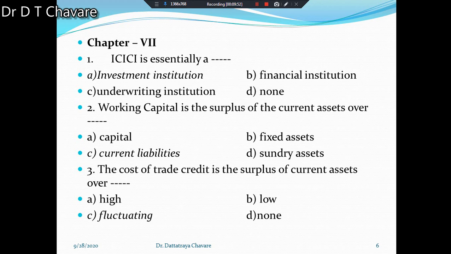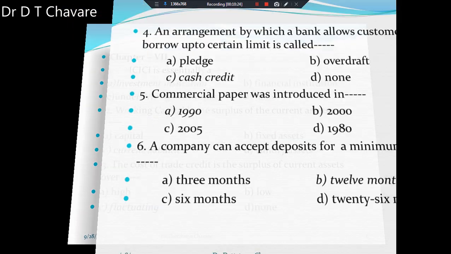Then a third question is also there: the cost of trade credit is the surplus of current assets over dash dash. Over high? No. Low? No. None? No. What is the correct answer? Fluctuating. It means that the cost of trade credit is the surplus of current assets over fluctuating. Okay, this is the answer.